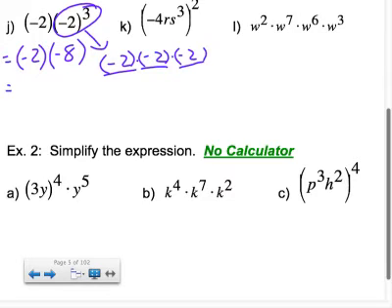And so now all you're doing is negative 2 times negative 8. Well, a negative and a negative makes a positive. 2 times 8 is positive 16. Okay?